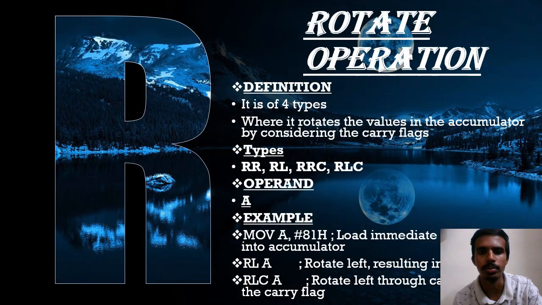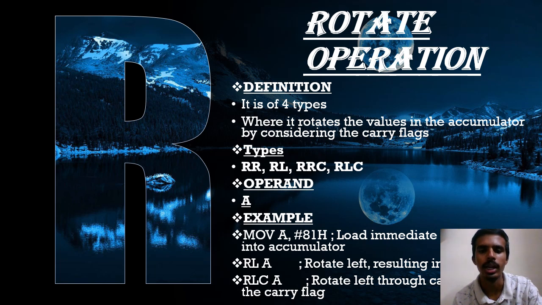Now the rotate option. It is of 4 types, where it rotates the value in the accumulator by considering the carry flag. There are 4 types: rotate right, rotate left, rotate right with carry, and rotate left with carry. After the 8 bits there is a carry flag attained, which is also known as the 9th bit. It takes place in the accumulator itself, so the operand is the accumulator.